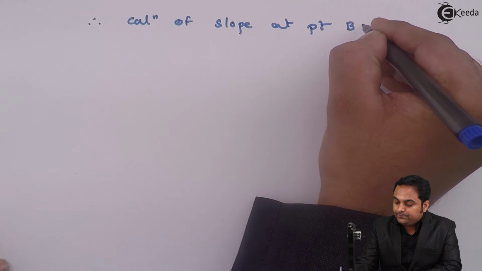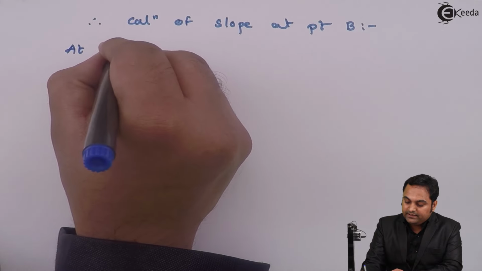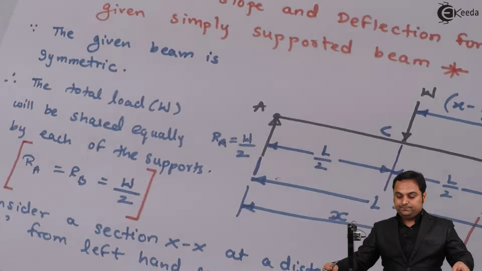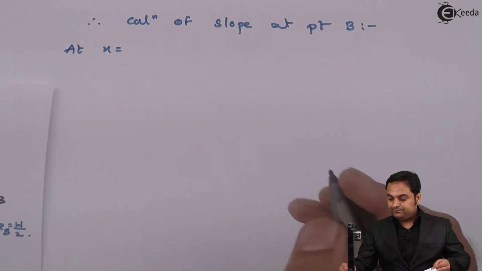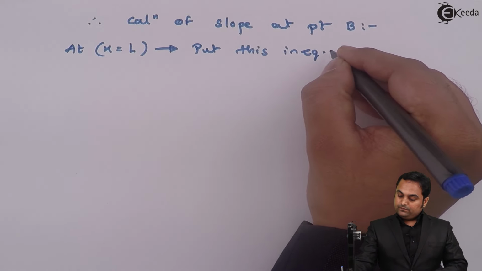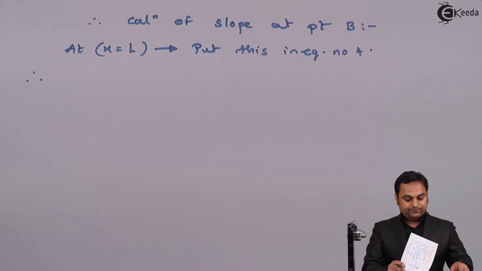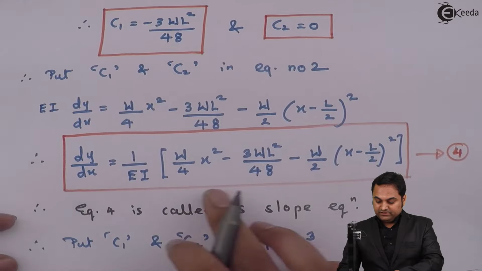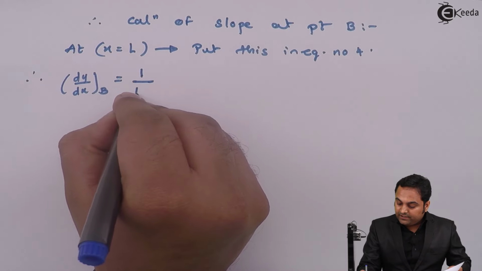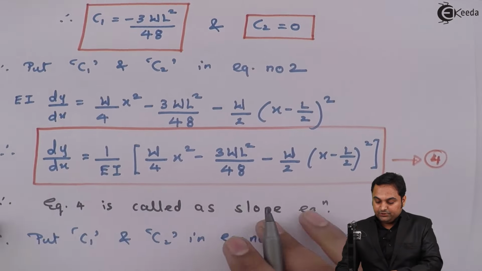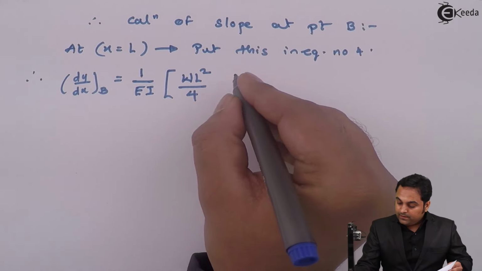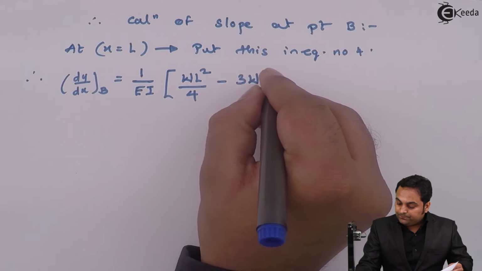at point B, and for that I have to put x is equal to, at point B the value is x is equal to capital L. So put this in equation number 4. Hence in equation 4, dy by dx at B is equal to 1 upon EI will remain as it is. Now instead of x I'll replace it with L, so w by 4 x square will become WL square by 4 minus 3WL square by 48 will remain as it is.